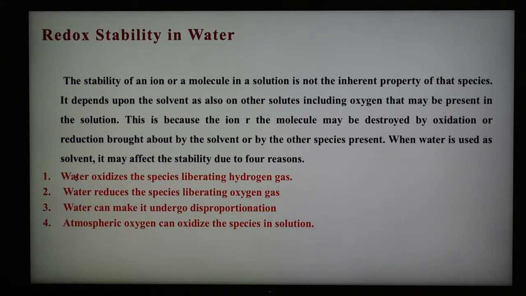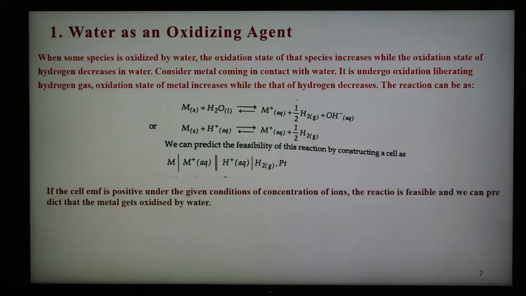So we have to see the redox stability in water. By using water, what is the redox stability? Now we are going to see the details, and one by one we are going to discuss in detail this redox stability in water. The first part is water as an oxidizing agent.